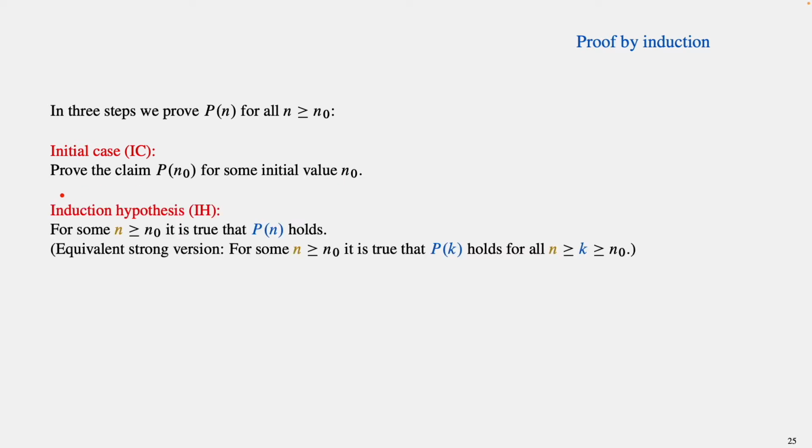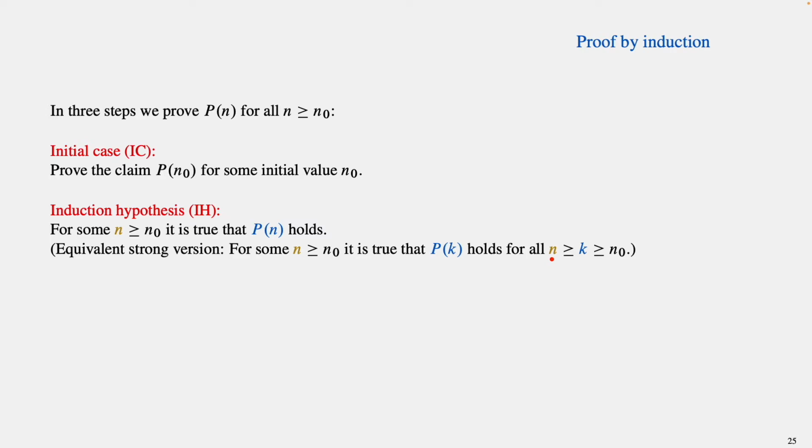And then we formulate the so-called induction hypothesis, which I abbreviate IH here for short, which states that for some n greater or equal than our initial value n0, it is true that P(n) holds. Or the equivalent strong version: for some n greater or equal to the initial value n0, it is true that P(k) holds for all numbers k from our initial value on up to some certain value n.